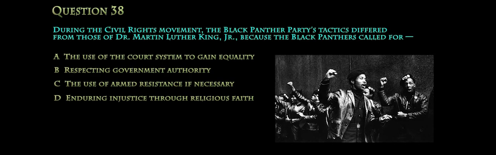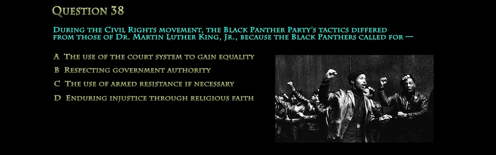Please stop the video, use the RMA process to analyze the problem, choose your answer, and restart the video. Question 38. The key word here is tactics. Therefore, we will focus on finding the greatest difference in tactics between the Black Panthers and Dr. King. A. Did they differ over using the court system to gain equality? Perhaps, but not significantly. We will hold this one for now. B. Did they differ over respecting government authority? Somewhat. We will hold this one for now.